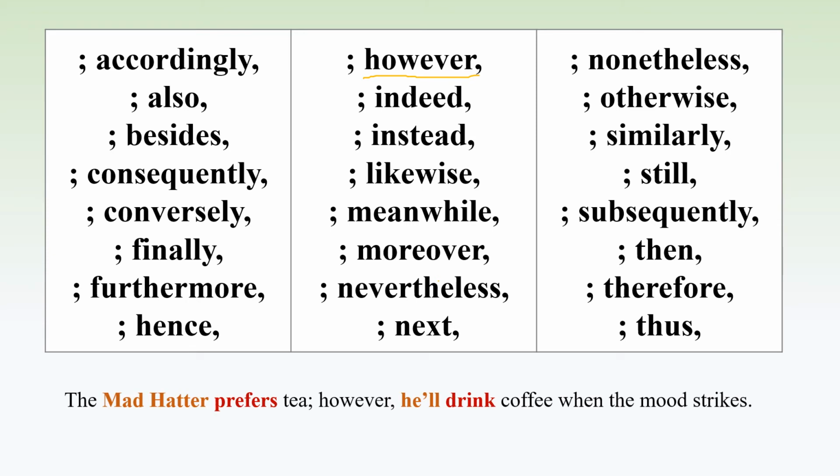Let's go back to our Mad Hatter. The Mad Hatter prefers tea. We know that from our first independent clause. We can add the semicolon and however to expand that thought. The Mad Hatter prefers tea; however, he'll drink coffee when the mood strikes.